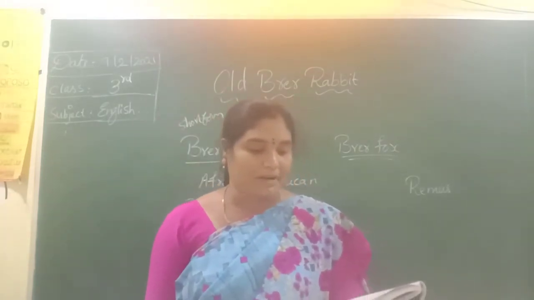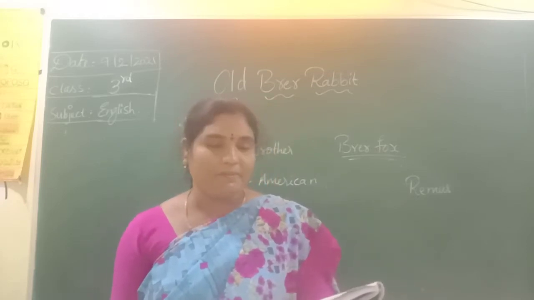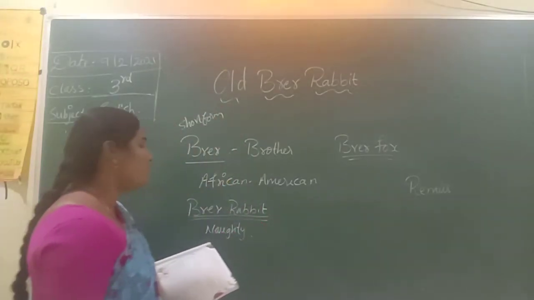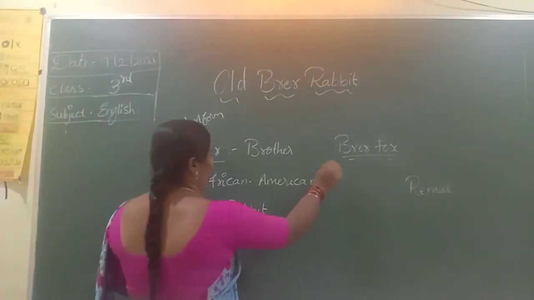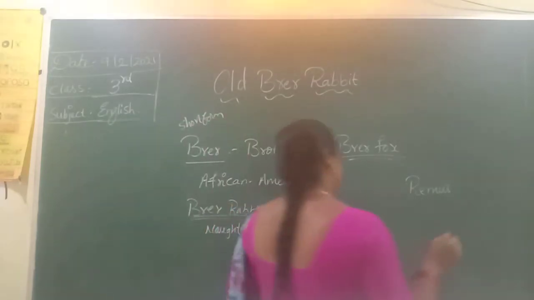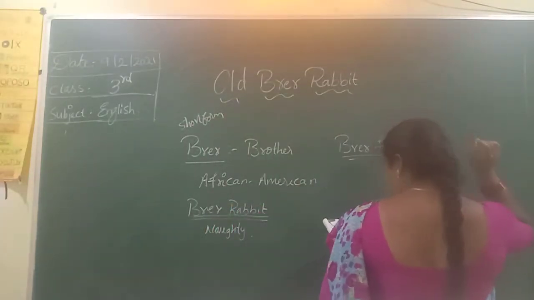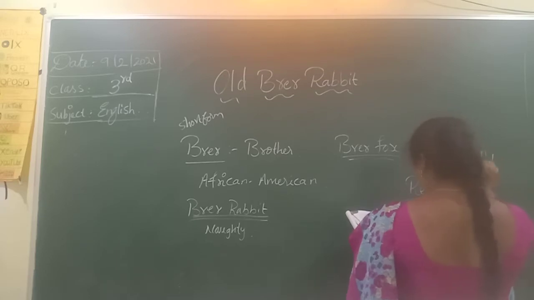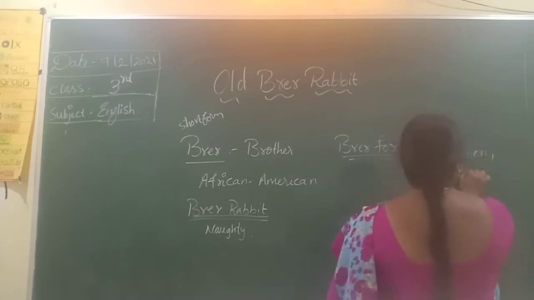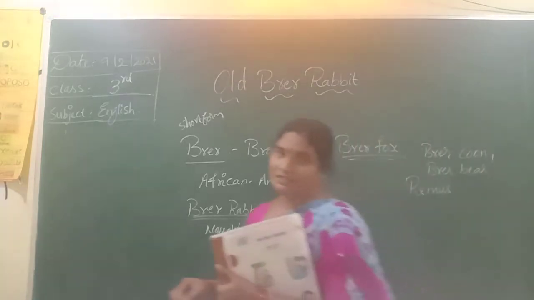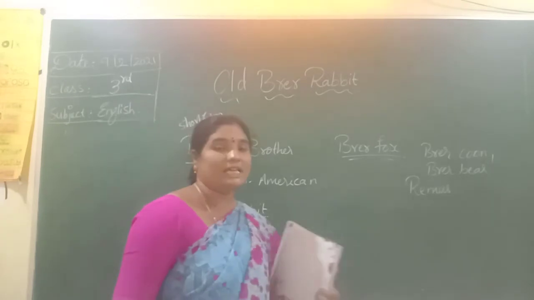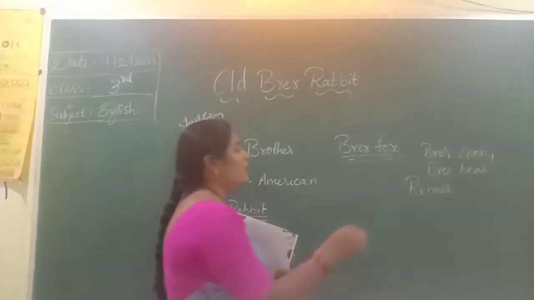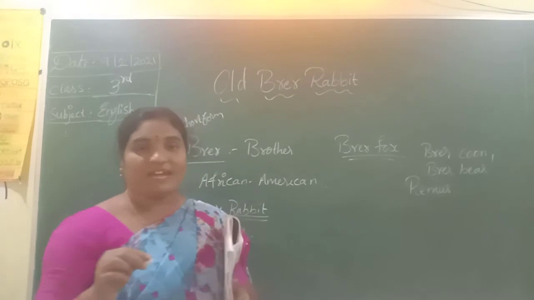One day brave rabbit and brave fox and brave coon and brave bear. So in the story, how many characters are there? Four. But what are the main characters? Brave rabbit and brave fox are the main characters, along with brave coon and brave bear. So these four were the friends in the story. Uncle Remus is telling the children that brave fox, brave rabbit, brave coon and brave bear were friends.